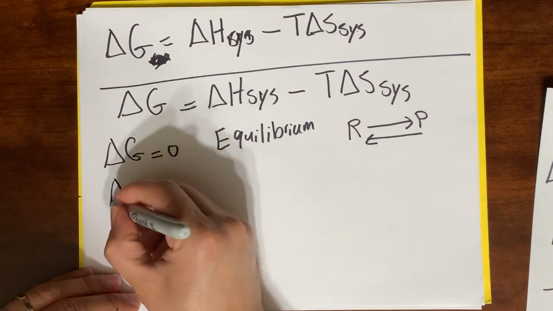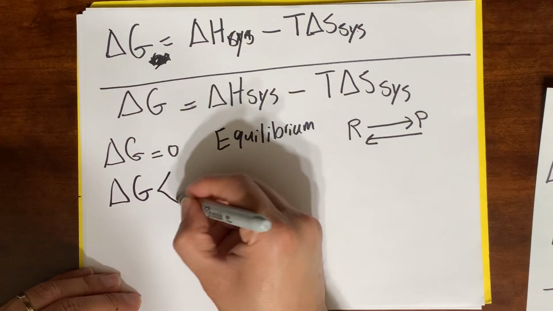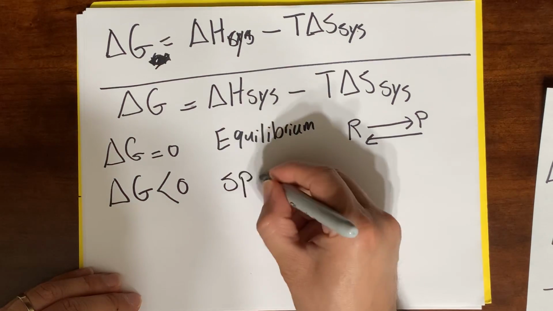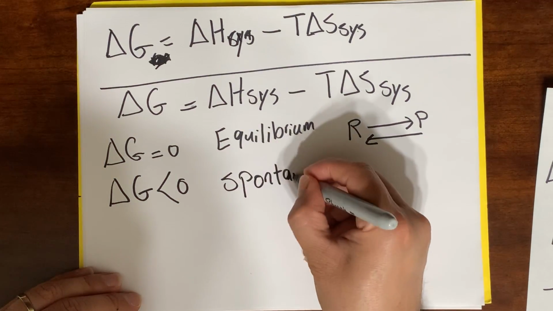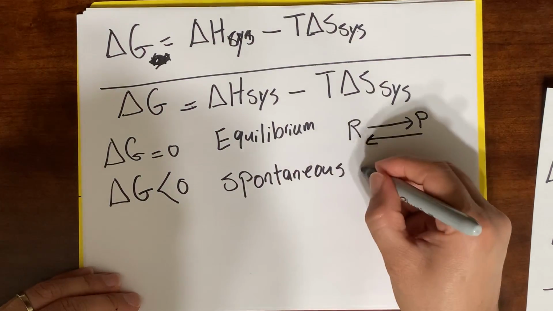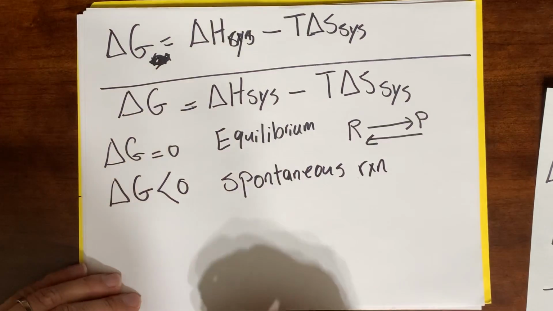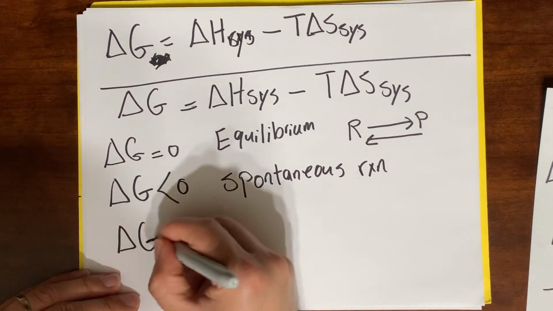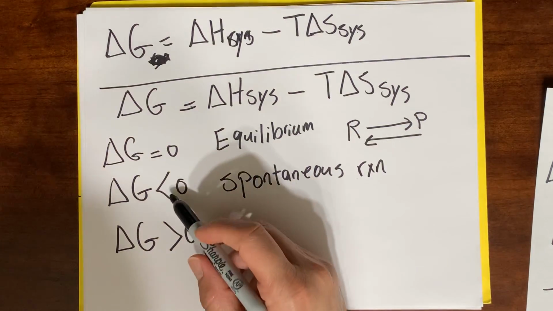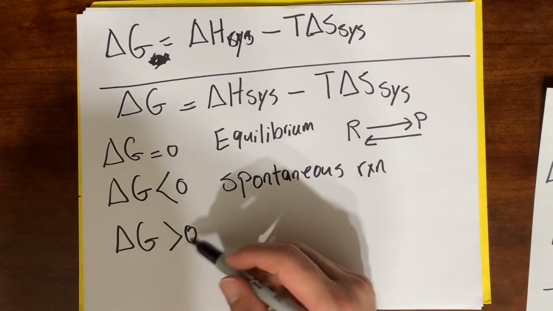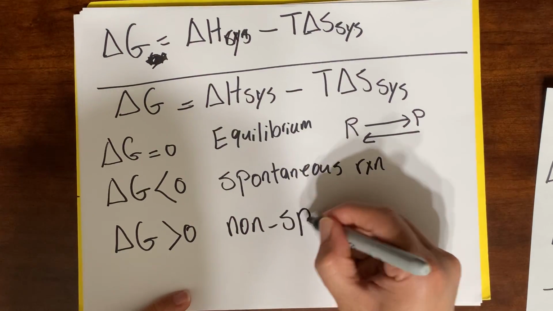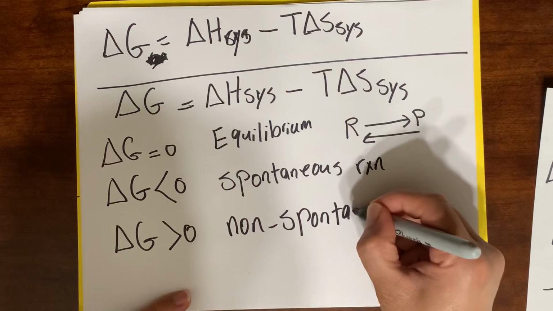If delta G is negative, then we're talking about a spontaneous process, spontaneous reaction. If delta G is positive, then it will be non-spontaneous.